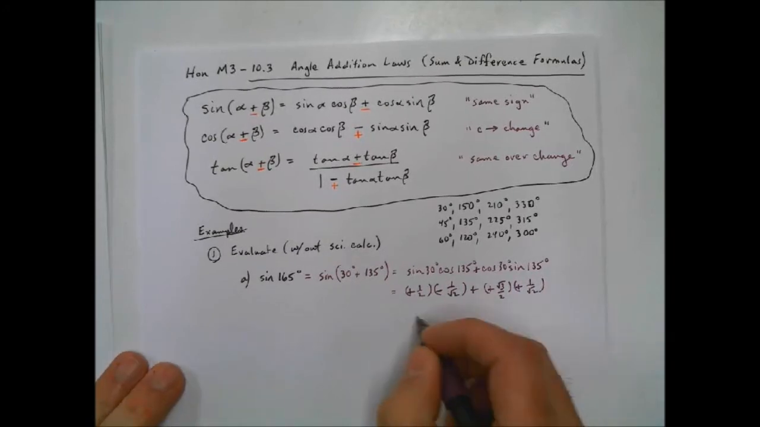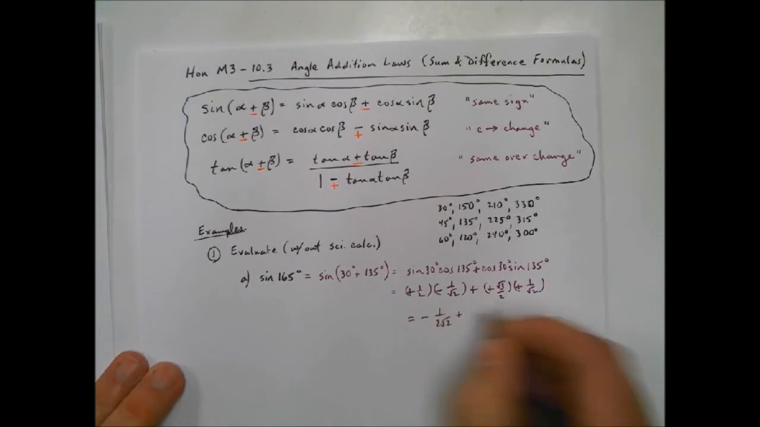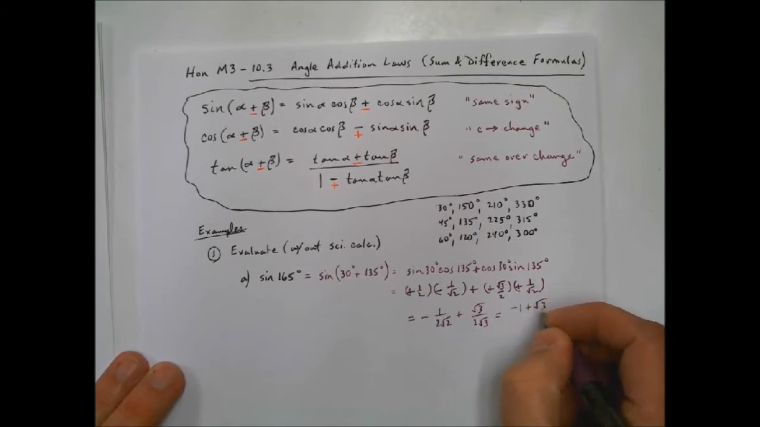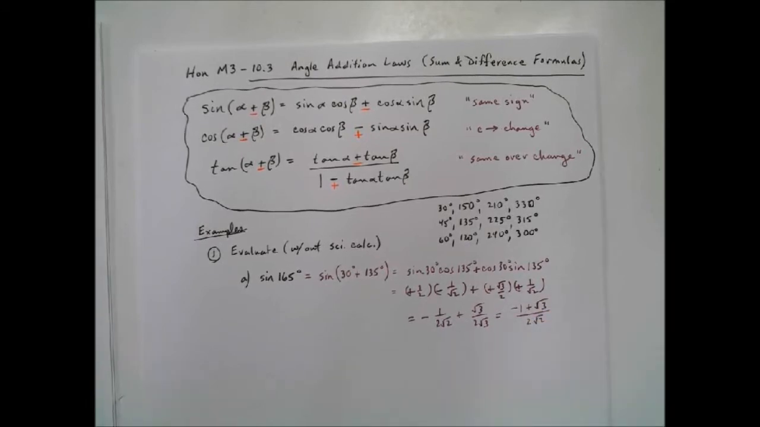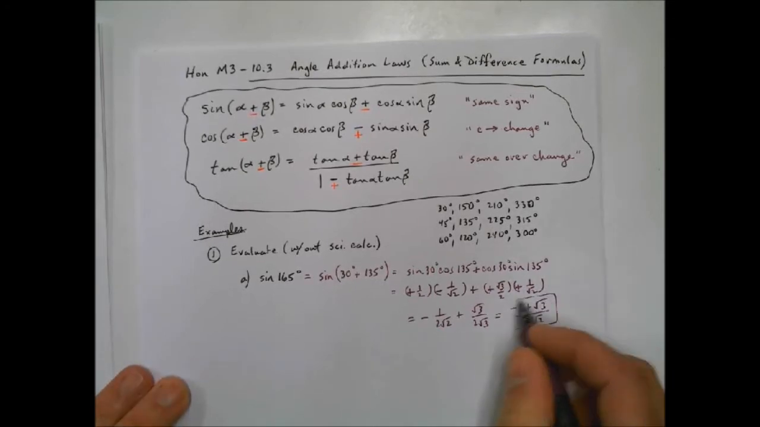Okay, so we have negative 1/2√2 plus √3/2√2, which is negative 1 plus √3 over 2√2, which is actually okay. Not a problem with that.